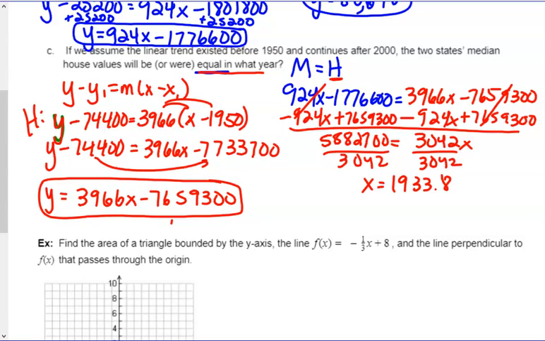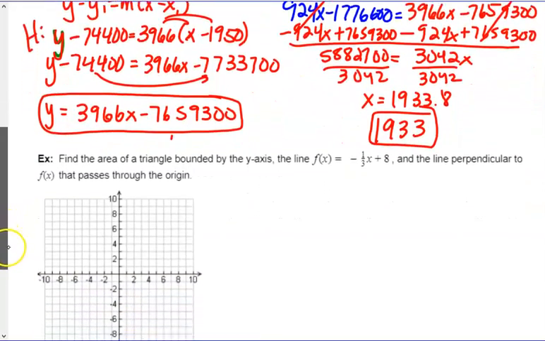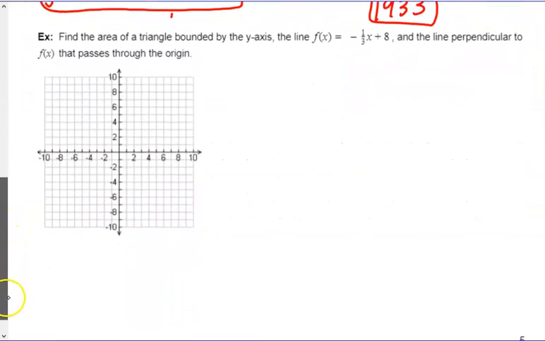But how do we answer the question? It said the two states' median house values will be equal in what year? Do I express years with a decimal? Absolutely not. Therefore, I need to kind of truncate that because I'm not in year 1934 yet. I'm just still in 1933. So that would be my final answer for that. Okay, so make sure you interpret your answer as to what the equation or the question is that they are asking.